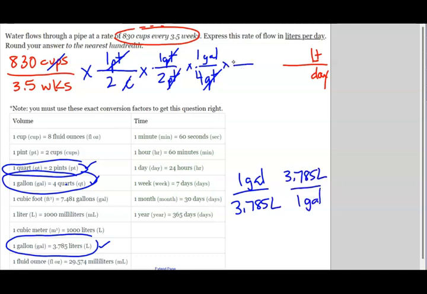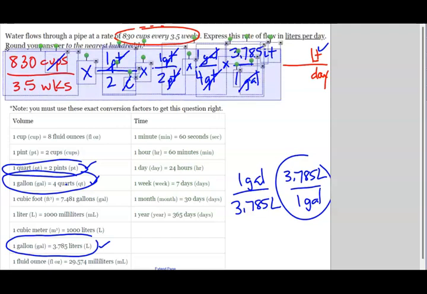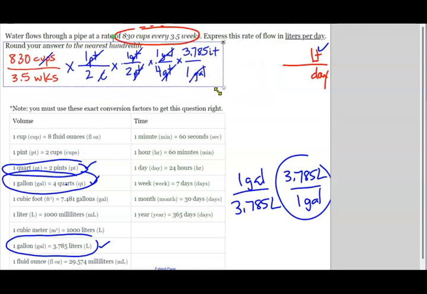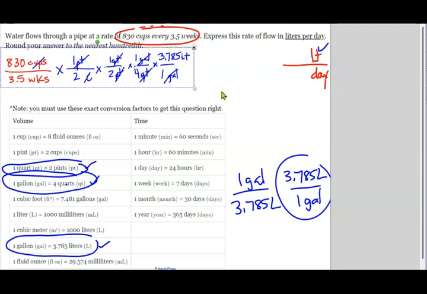So let's see, what do I need? I need gallons in the denominator. So that's this one here. 3.785, and now I have my liters per 1 gallon. Okay. Gallon and gallon. I'm going to need to squish this a little bit, so I'm going to shrink it down. There we go. All right, so I've done my liters.